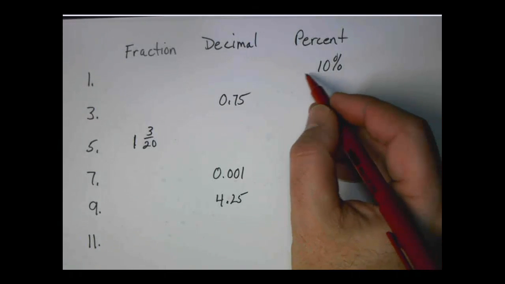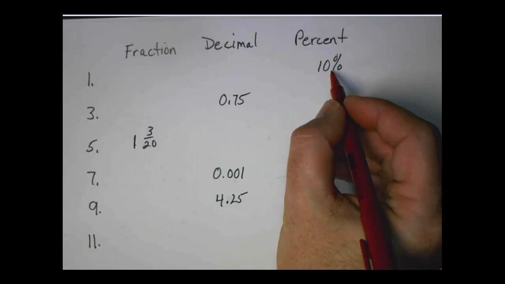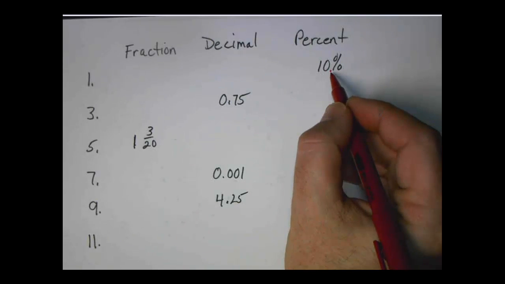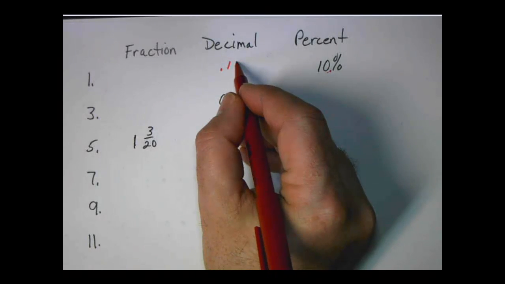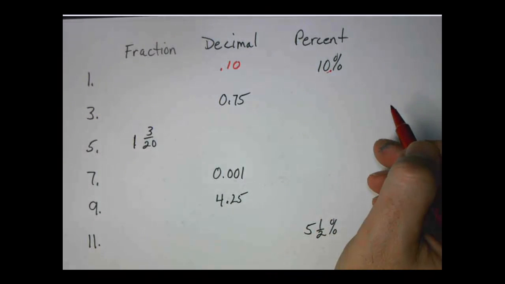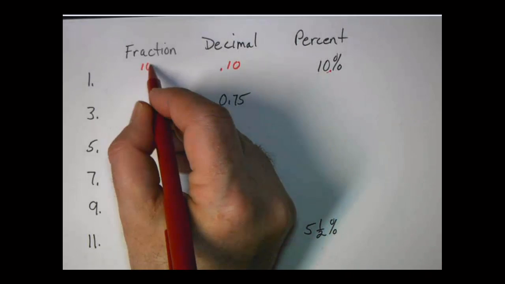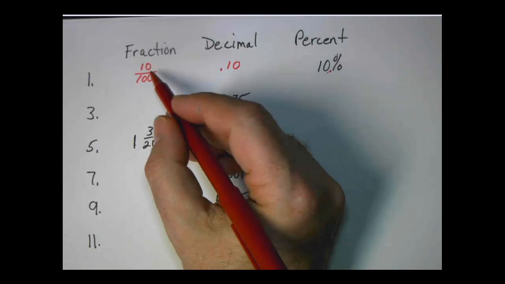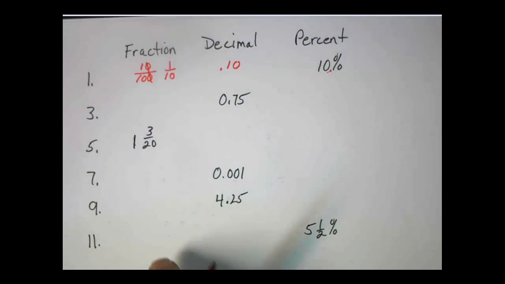Percents to a decimal, remember, move 2 spots to the left. So we'd change the percent to a decimal, move it 2, so our decimal would be then 0.1 or 0.10, either one fine. For fractions, percents always go over 100, and then we would need to reduce or simplify. Pretty straightforward.